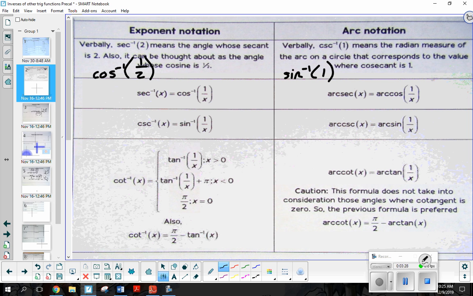Now, the only trig inverse that you want to be careful of was cotangent inverse, and you wanted to pay particular attention to the sign of the ratio. If the sign is positive, tangent inverse of 1 over x. If x was negative, less than 0, tangent inverse of 1 over x plus pi. If it was 0, then cotangent inverse of 0 is simply pi over 2. This is the new information that will be included on your test Monday.